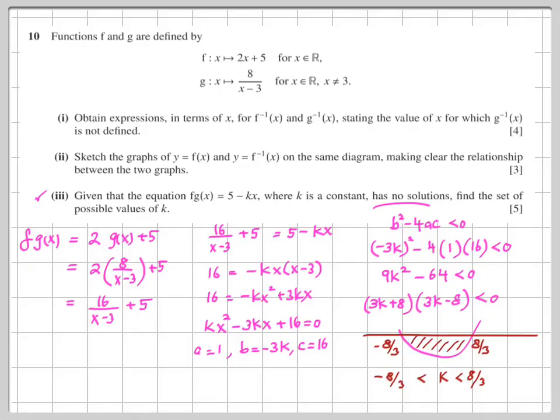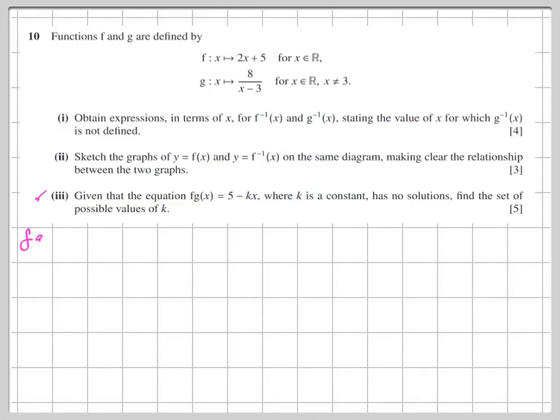Now let's look at question number 10, the last question of this paper. This was the last part of this paper. Given that the equation f(g(x)), a composite function, where k is a constant, has no solution, find the possible values of k. First, get the composite function. f(g(x)) means g(x) should be inserted in place of x in f(x). So therefore, let me remind you, g(x) goes inside f(x). After simplification, this is what you get.